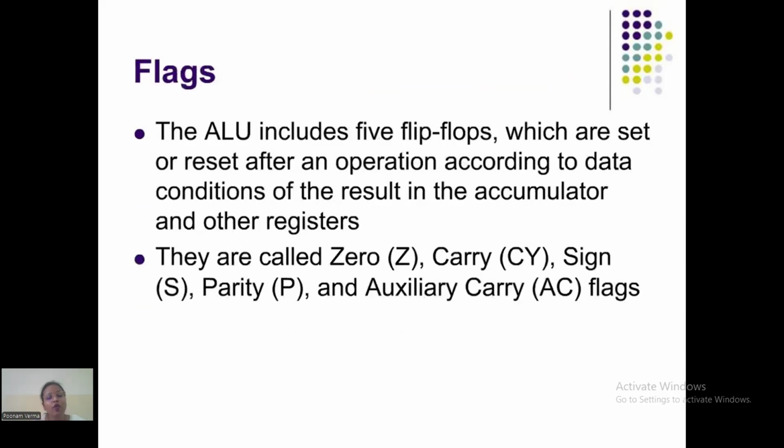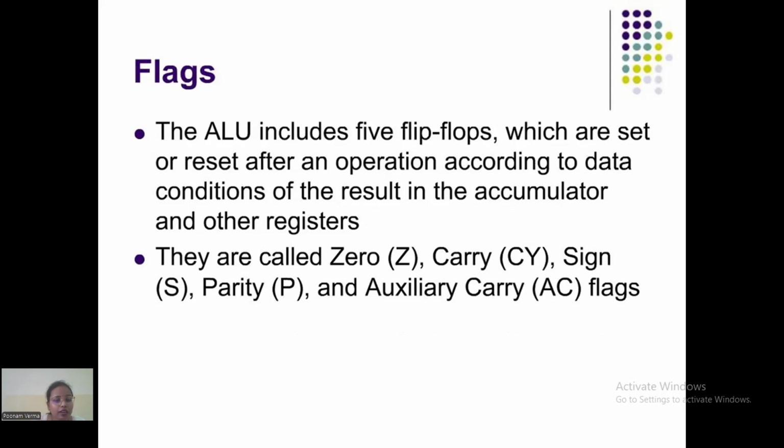Flag register. Flag registers are responsible to provide the state of the result. They are called zero flag, carry flag, sign flag, parity flag, auxiliary carry flag. These are all flags which are responsible to convey information about the state of the result.